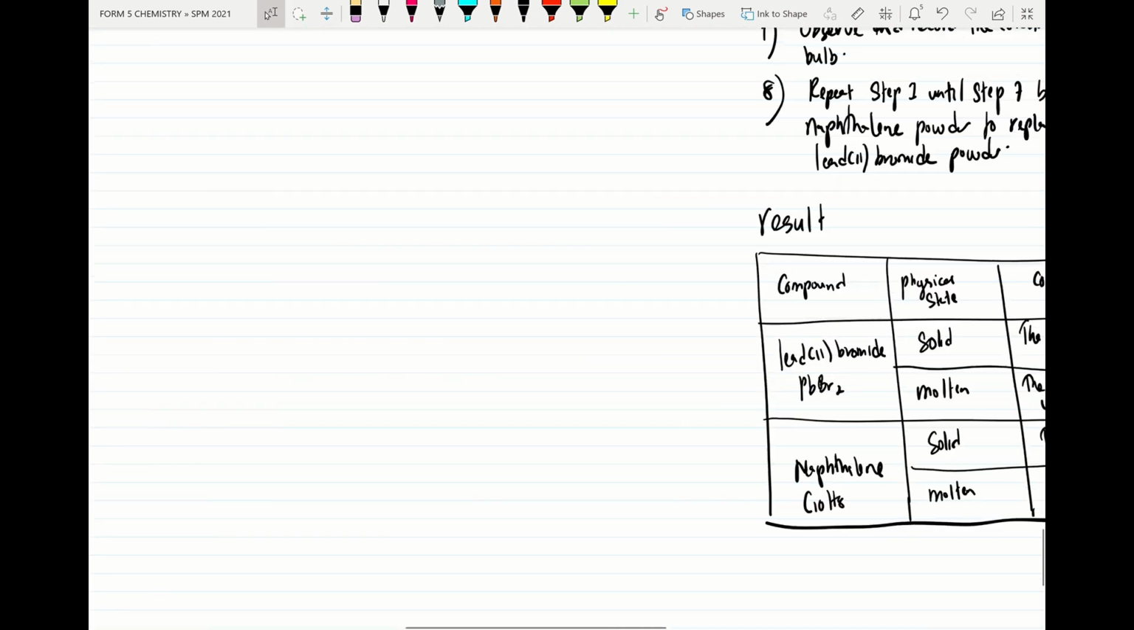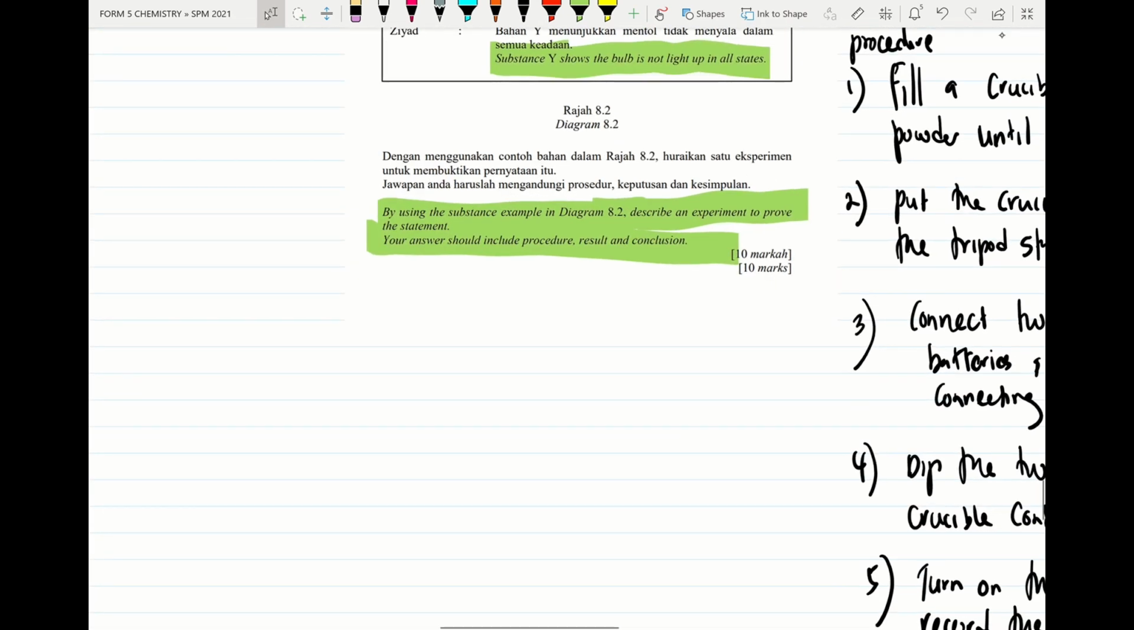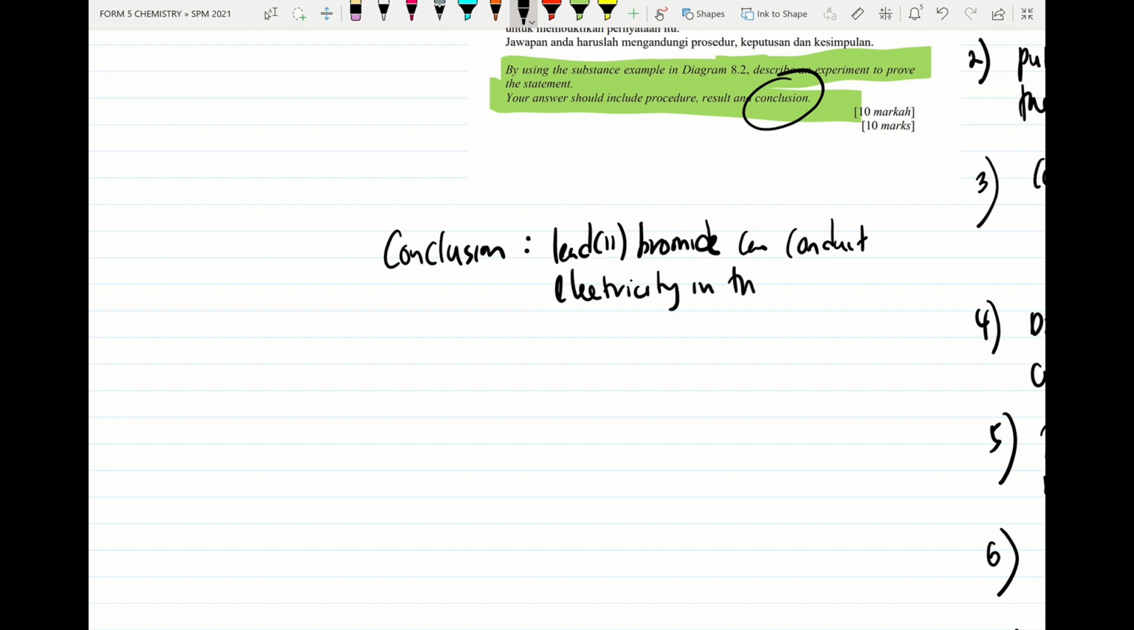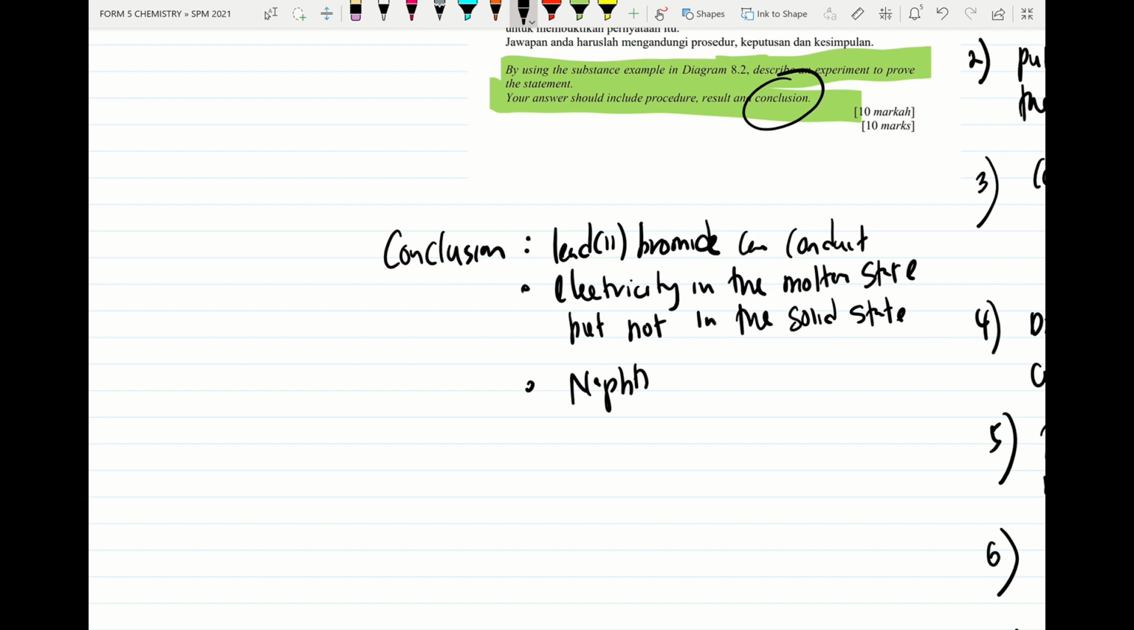And last point, we check the requirement of the question. They want the conclusion. So the conclusion will be: lead(II) bromide can conduct electricity in the molten state, but not in the solid state. Next point, we go for naphthalene.